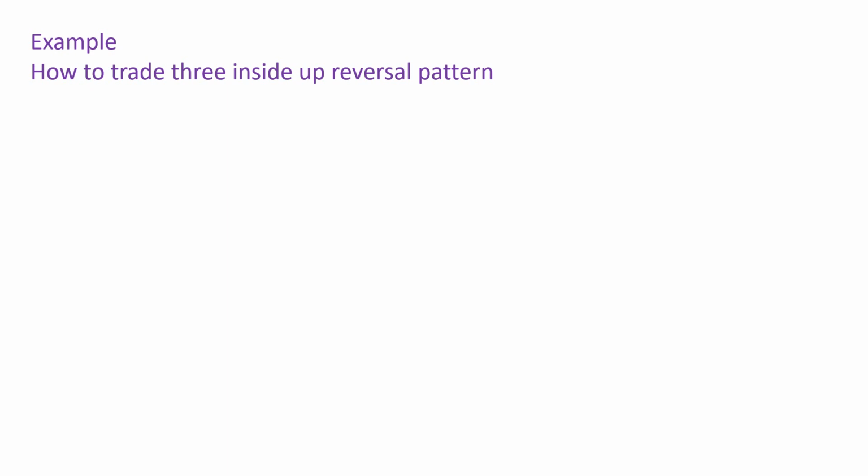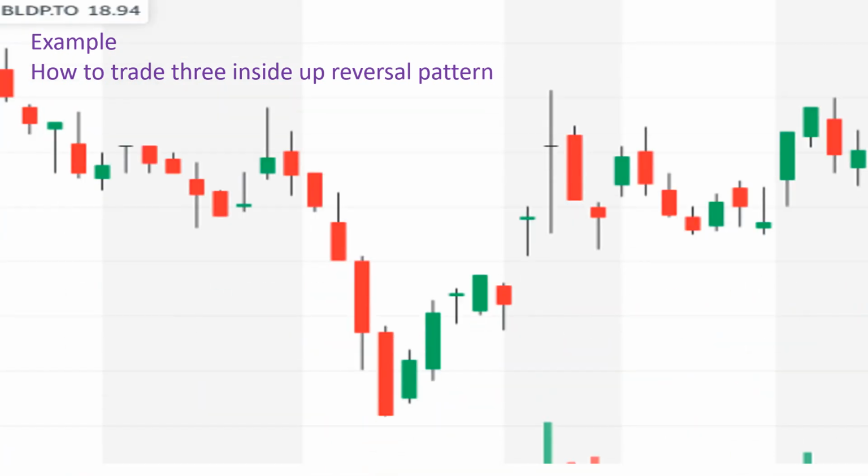Example, how to trade the three inside up reversal pattern. This is the price trend of BLD, PS stock, D1 time frame, Yahoo Finance. At the bottom of this downtrend, you see a three inside up reversal pattern. This is a downtrend, and the first candle is a bearish candle.